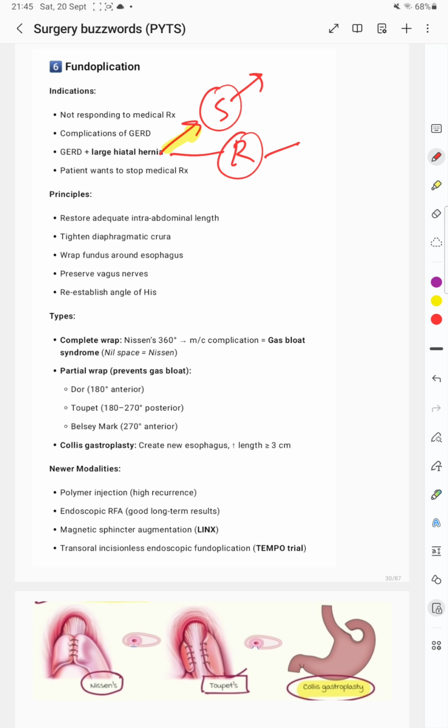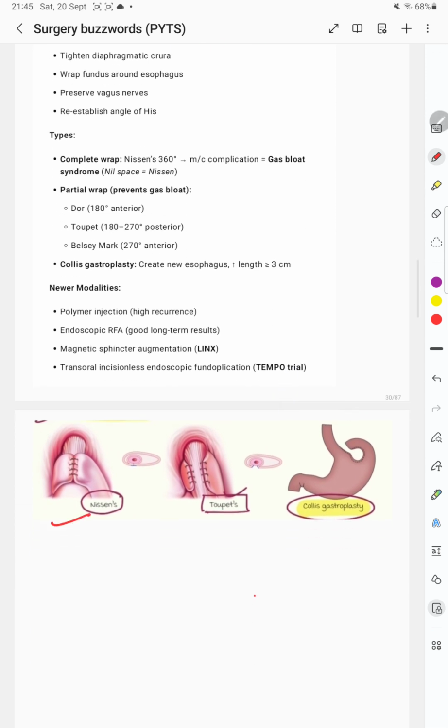Okay, types of fundoplication. So first is the complete wrap. What is this fundoplication? The fundus is like a scarf around the esophagus. We're tying a scarf around the esophagus. This way we can remember it, like a scarf around the esophagus to maintain patency.